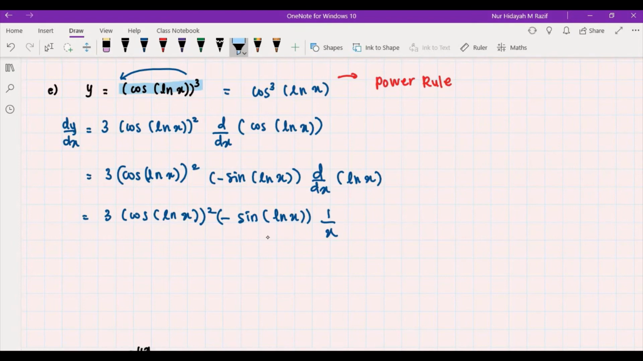So what do I do? I just need to multiply 3 times negative 1 times 1 over x, and that will give me the final answer, negative 3 over x. And then we are going to rearrange the trigonometric function in increasing order. So I have sine ln x multiplied by cos square ln x, and that will be my final answer.